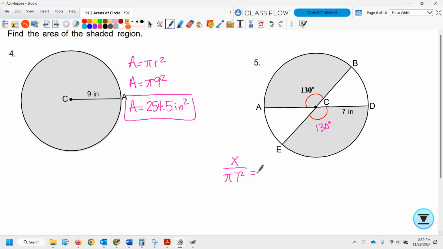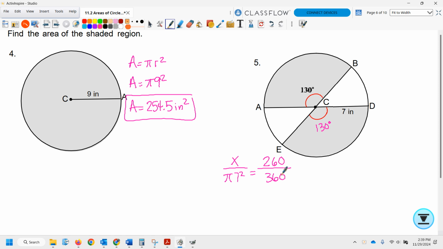Now, here's where I want you to use your big brains, okay? This is 130 degrees. This is 130 degrees. What measure in degrees am I talking about here? Because I'm talking about both of those shaded areas. 260. Because 130 and 130 make 260 over the whole circle. All right, so make sure you're including that.